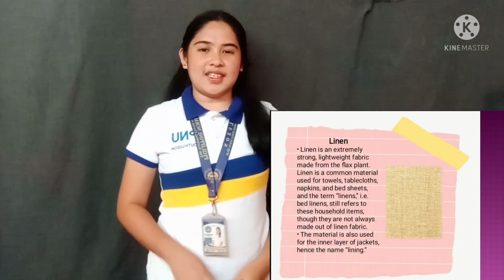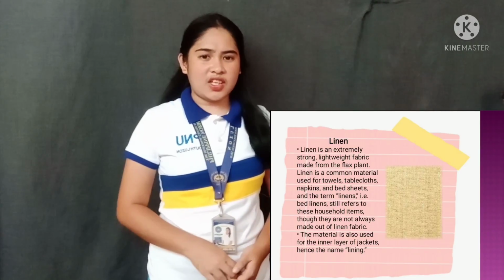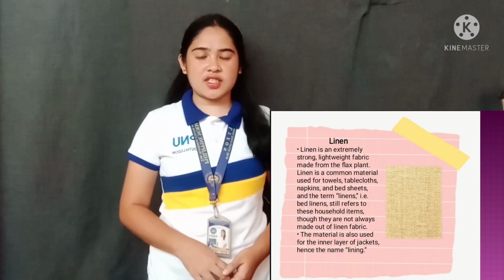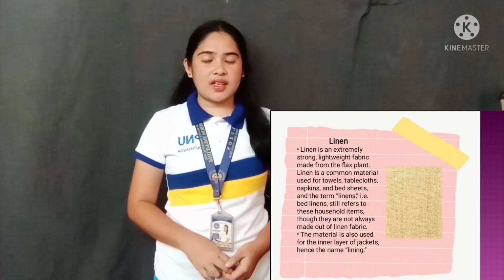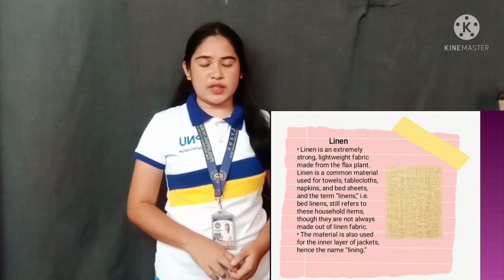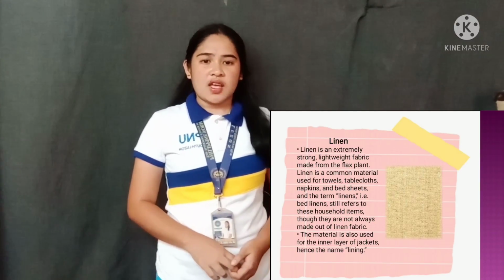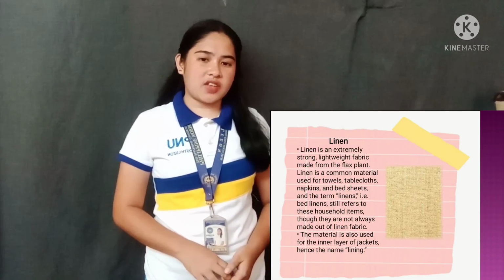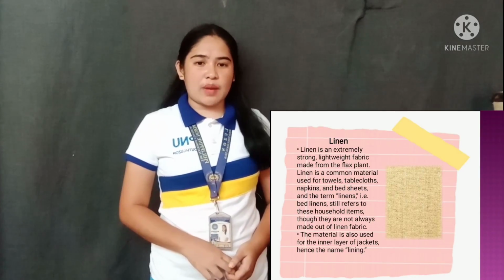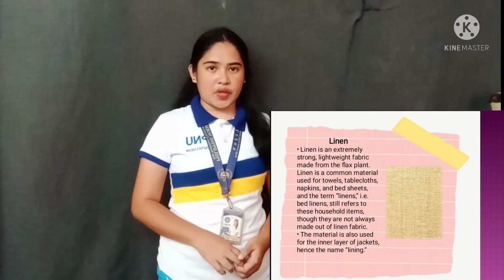Next is linen. Linen is an extremely strong, lightweight fabric from the flax plant. Linen is a common material used for towels, tablecloths, napkins, and bed sheets, and the term linens still refers to these household items, though they are not always made out of linen fabric. The material is also used for the inner layer of jackets, hence the name lining. It's an incredibly absorbent and breathable fabric, which makes it ideal for summer clothing, as the lightweight qualities allow air to pass through and moderate the body temperature.